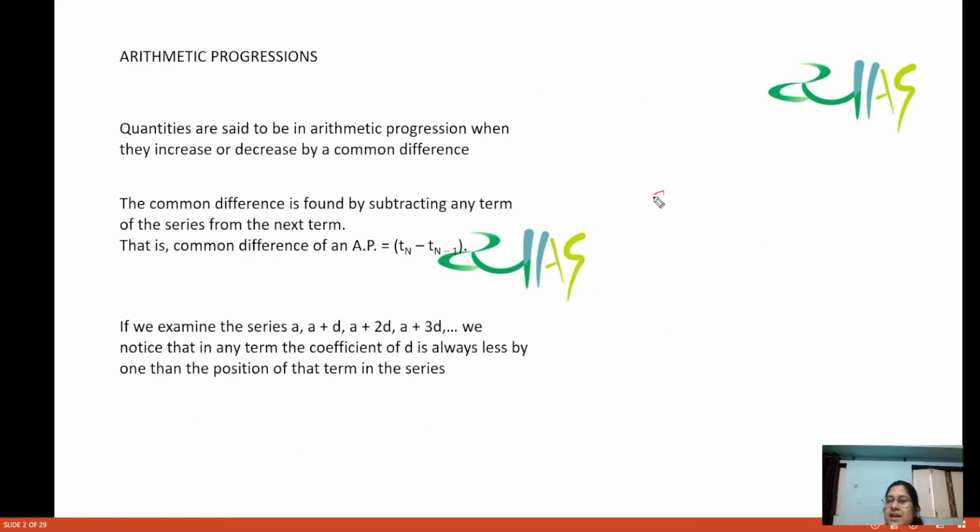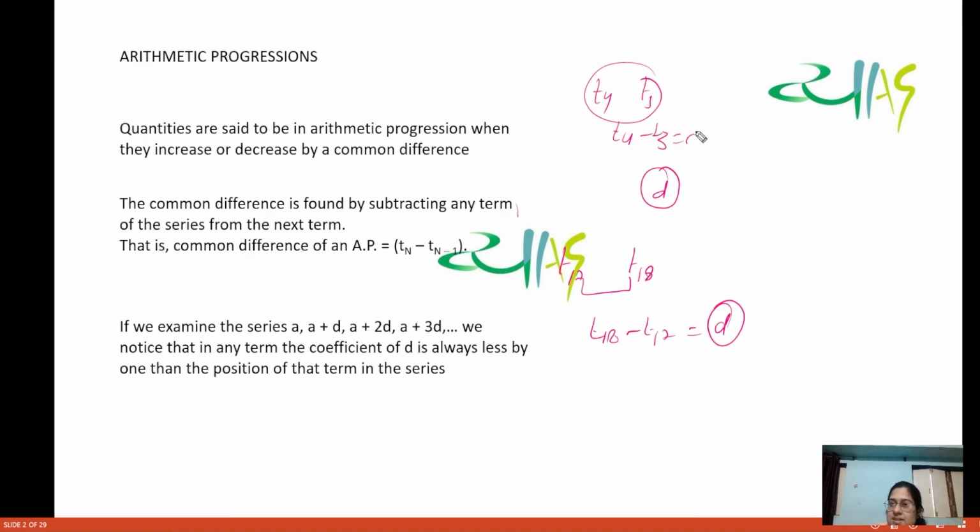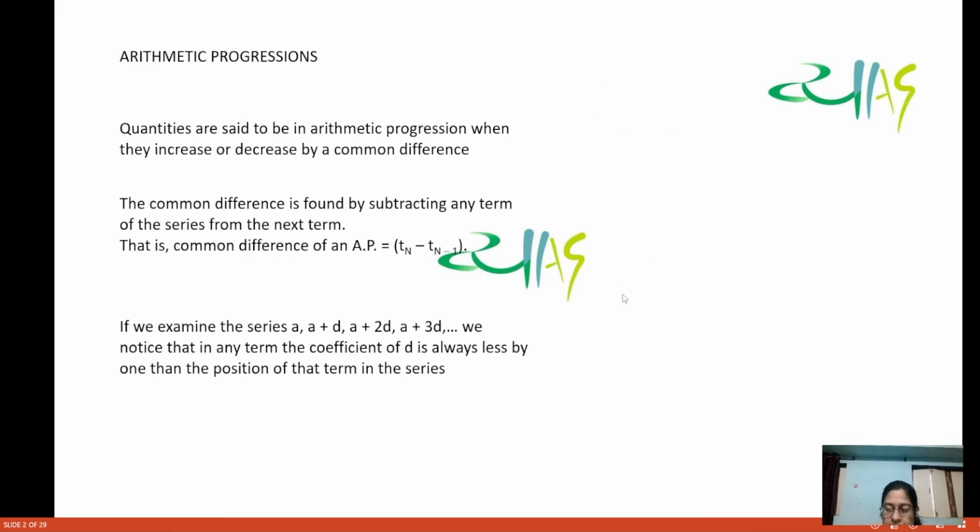Now see, common difference can be given by, for example, if you know the 17th term of an AP and you know the 18th term of the AP, then T18 minus T17 is the common difference. Similarly, if you have the fourth term and the third term of an AP, then T4 minus T3 will be the common difference d. This is how you understand what the common difference is whenever you are given an AP.